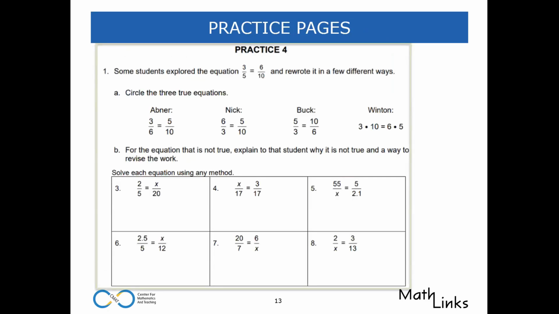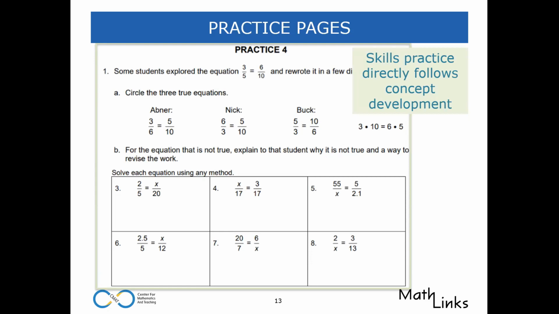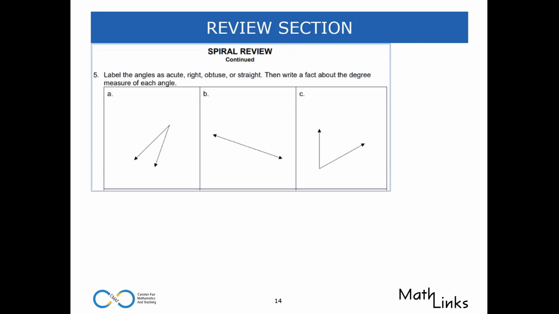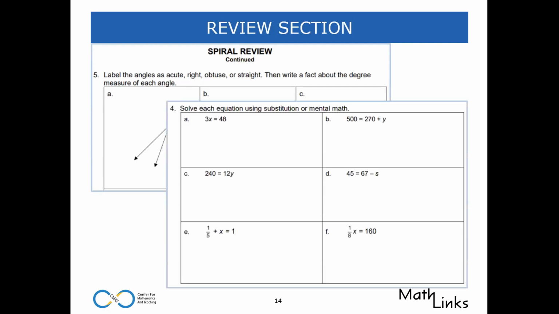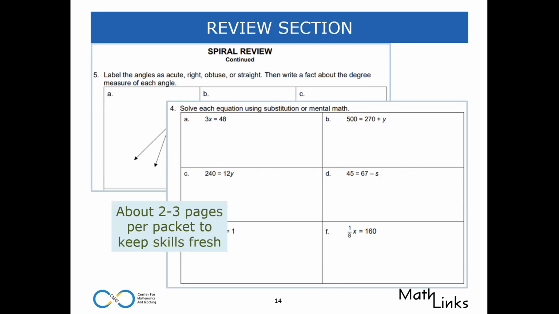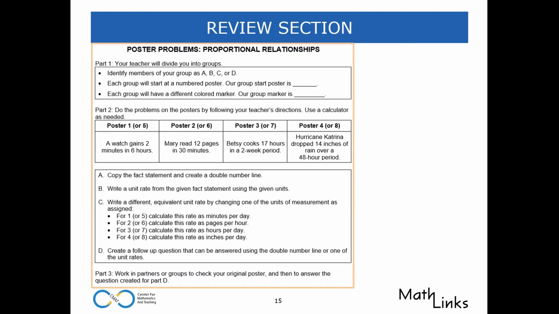You know that developing concepts has always been at the forefront of every MathLinks lesson, and that hasn't changed. But now we've slotted skills practice pages directly after concept development parts of lessons. The review section of each student packet has a few features of interest. One is that there are usually about 2 to 3 pages of spiral review from previous units to keep skills fresh for the most important topics in a course. Also, there are usually about 3 pages of engaging review activities to address the main concepts in the unit.